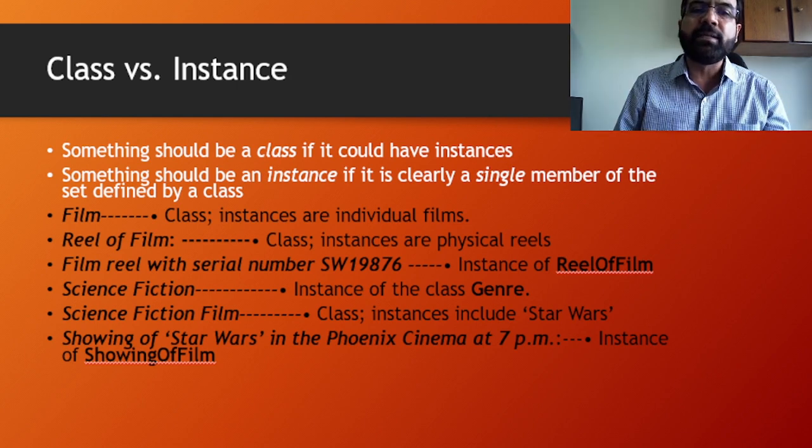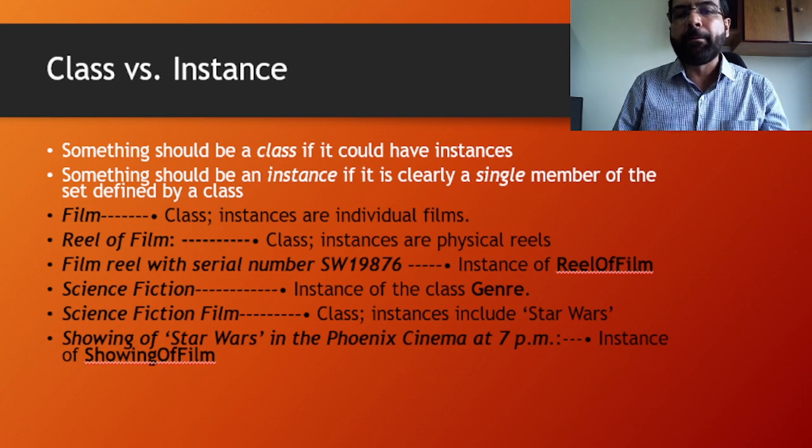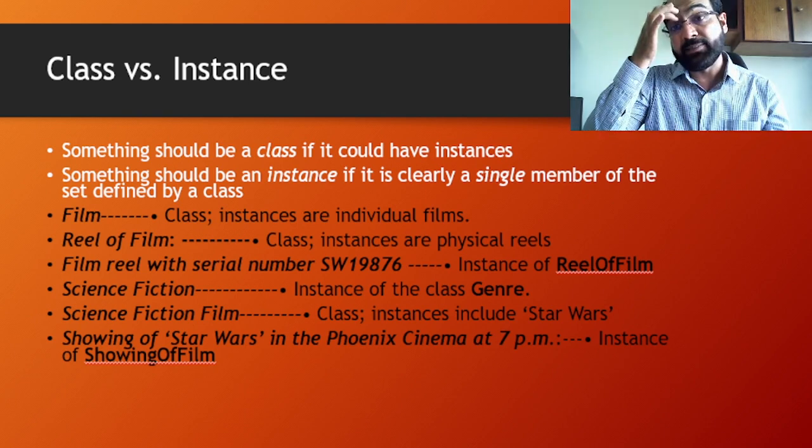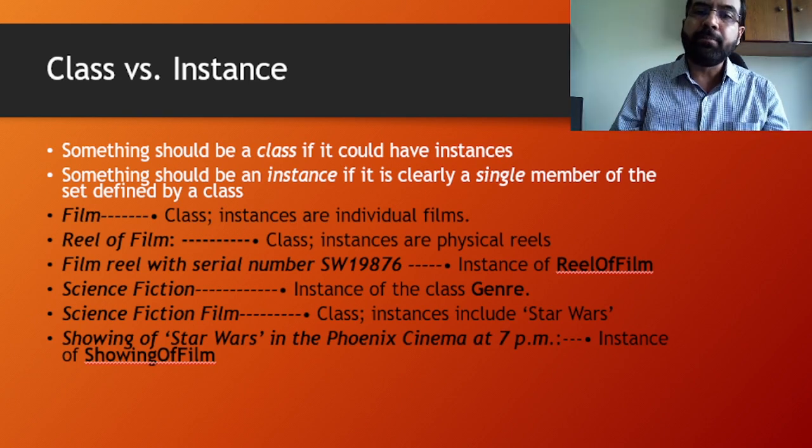In the beginning, students dealing with such case studies sometimes find it difficult to understand what is the instance, what is the class, and how to differentiate between an object and a class. So something should be a class if it could have instances. This is the simple thing you have to consider. For example, if I pick a certain student's name, or a certain patient's name, that is an instance. Obviously that is not a class.